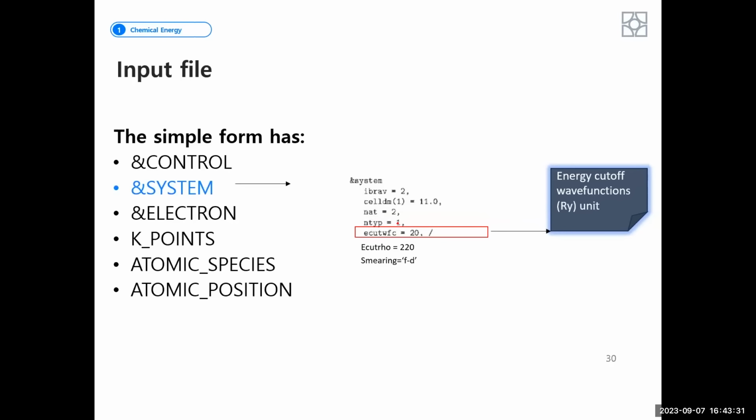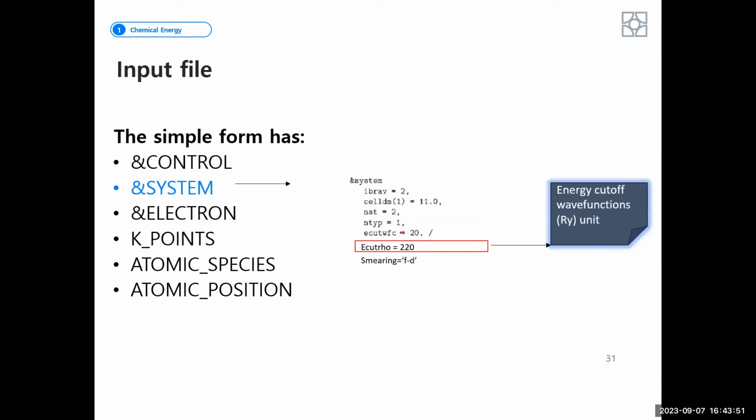The next one is ecutwfc. This is how broad the wave function will be. This is the energy cutoff for the wave function, in this unit. We also have the energy cutoff for rho, ecutrho, meaning the energy cutoff of the density. Usually these values are correlated. If this one is 20, this value is usually 6 to 10 times of it. For example, we can get this one from the pseudopotential model, and I will show you how you can extract this value.